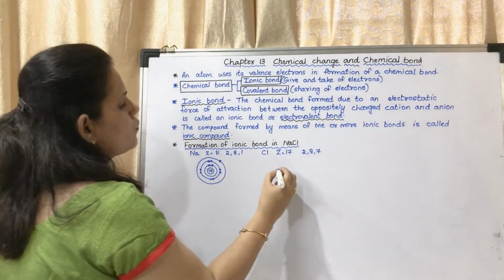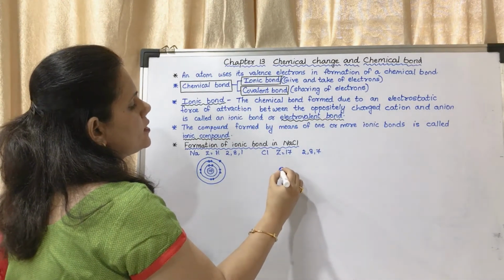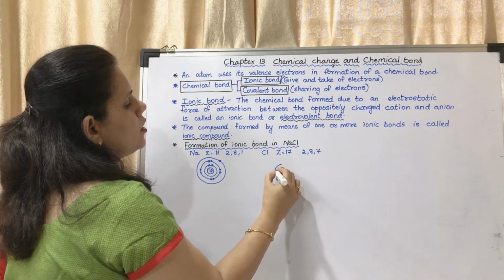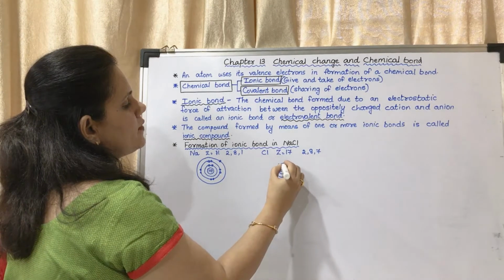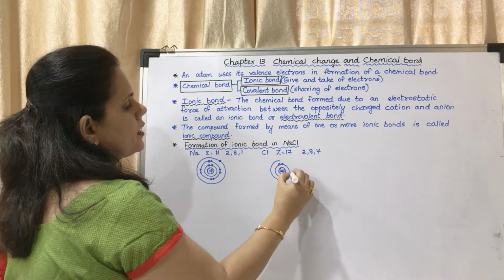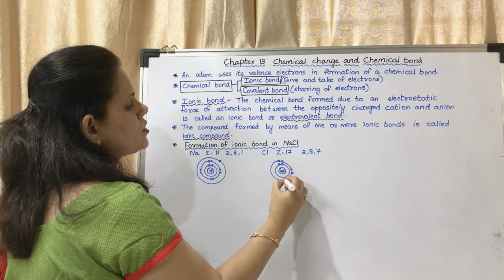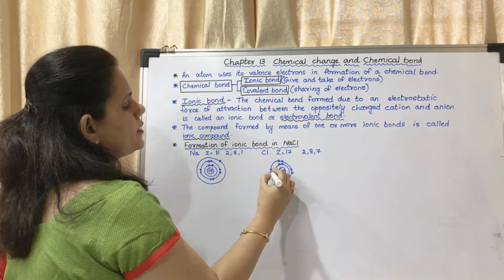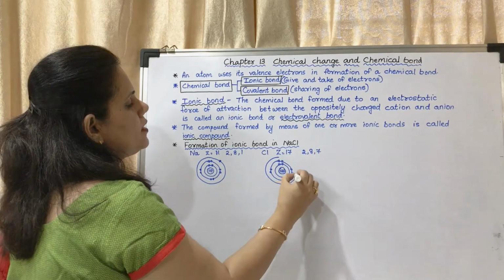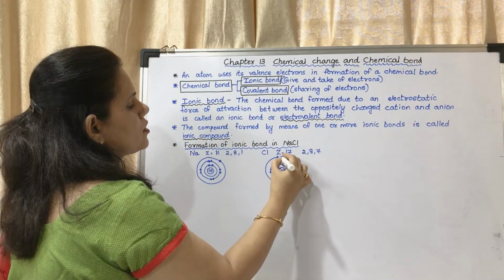Whereas in the case of chlorine, it is having 17 protons. In the first shell, it is having 2 electrons. In the second shell, it is having 8 electrons, and in the third shell it is having 7 electrons.